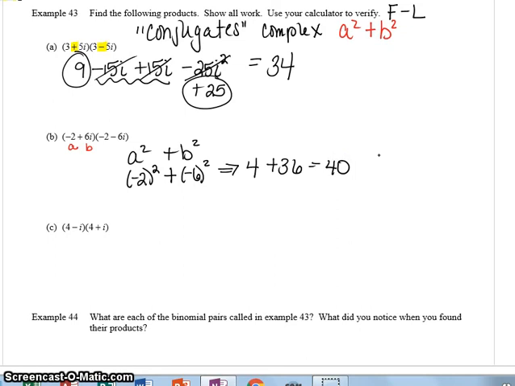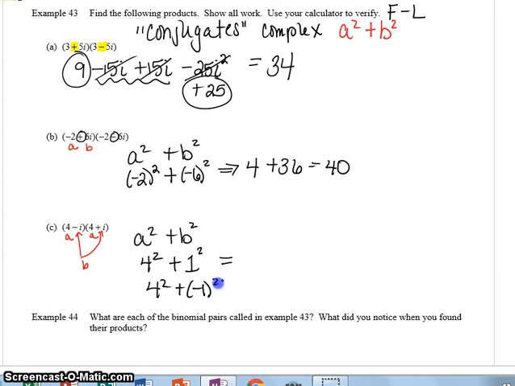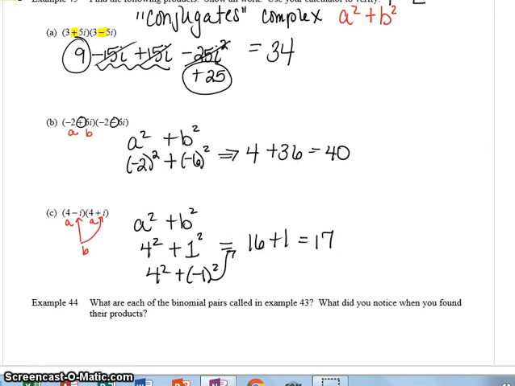If you doubt this and you don't like this way, FOIL the whole thing. These are conjugates, so your outers and your inners in your FOIL are going to cancel. So in this case, my a's are 4. My b's, you could think of them as 1 or negative 1. Again, it doesn't matter because you're squaring it, so it's going to become positive. So you get 4 squared plus, I'll pick 1 squared this time instead of negative 1 squared. But even 4 squared plus negative 1 squared, guys, is going to be the same thing. So you're going to get 16 plus 1, which is 17. There's my answer.